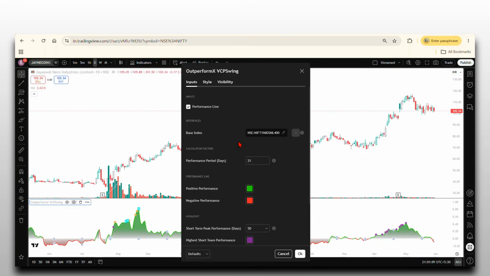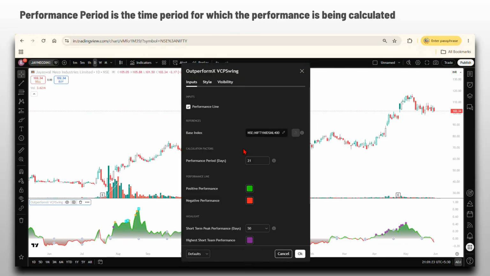Now I have set this because I mostly trade in mid and small cap stocks. You can select any other index or maybe individual stocks as well if you want to find out the performance of the stock with respect to any other benchmark. Below is the performance period. This is generally the period for which I want to see the performance of my stocks.